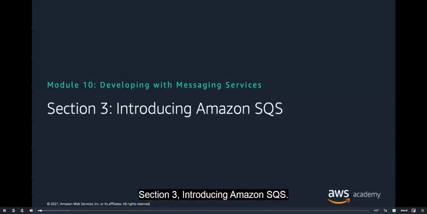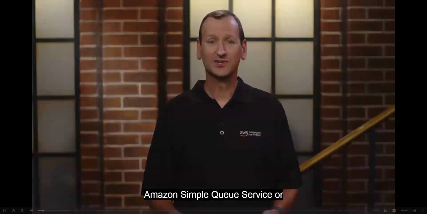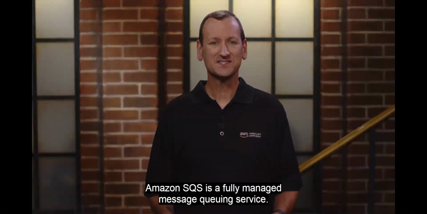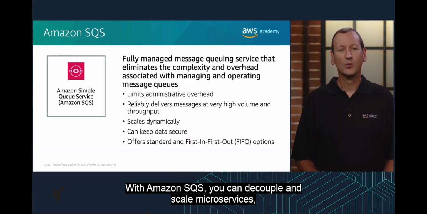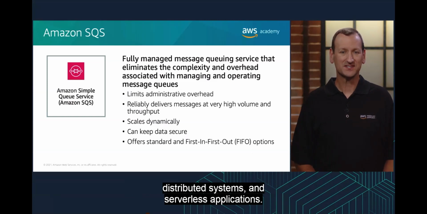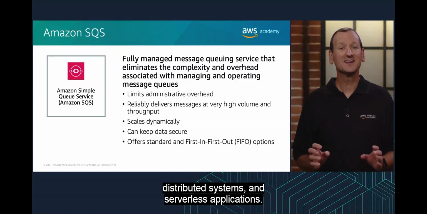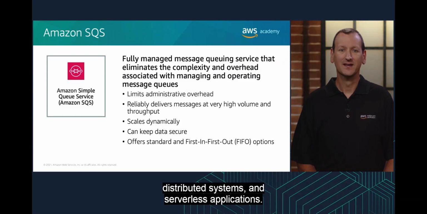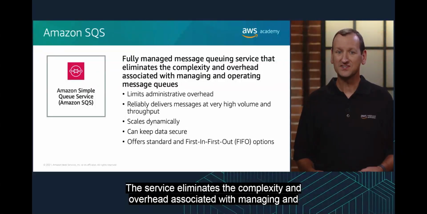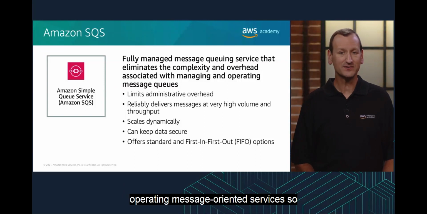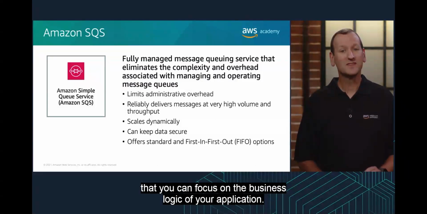Introducing Amazon SQS. Amazon Simple Queue Service, or Amazon SQS, is a fully managed message queuing service. With Amazon SQS, you can decouple and scale microservices, distributed systems, and serverless applications. The service eliminates the complexity and overhead associated with managing and operating message-oriented services, so that you can focus on the business logic of your application.